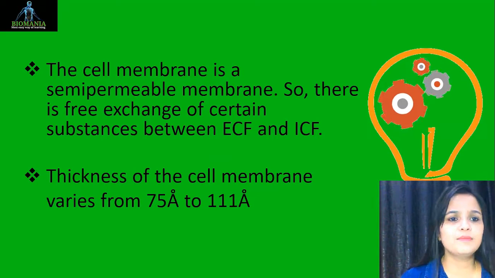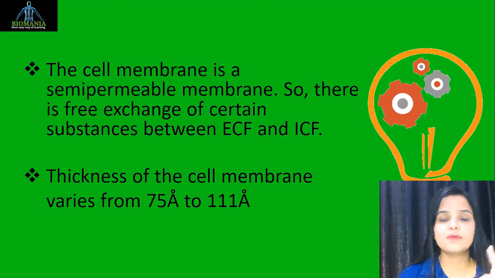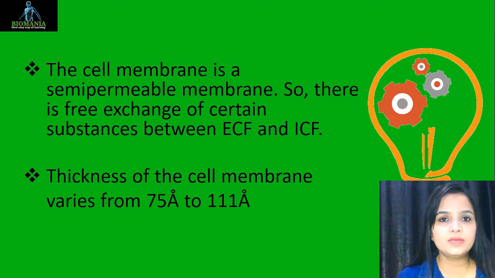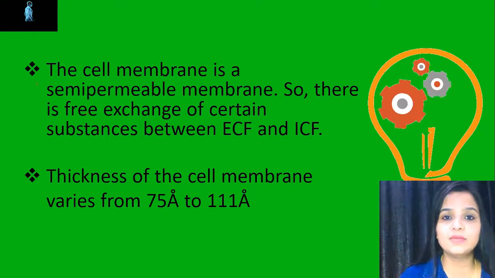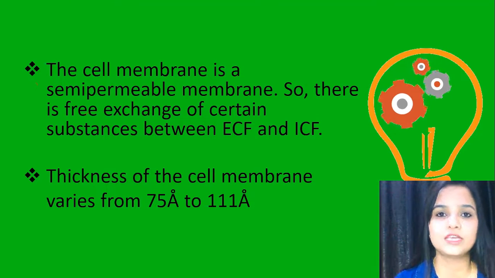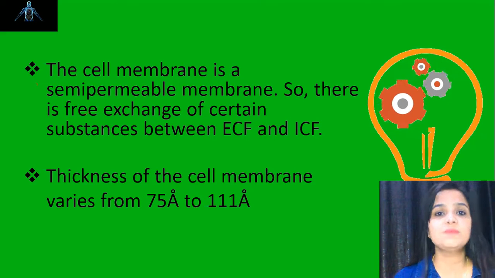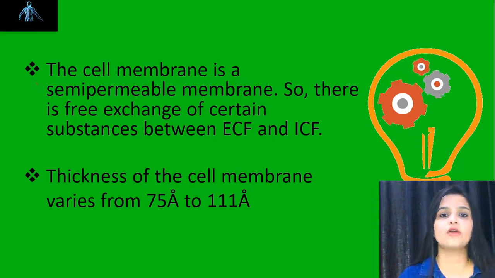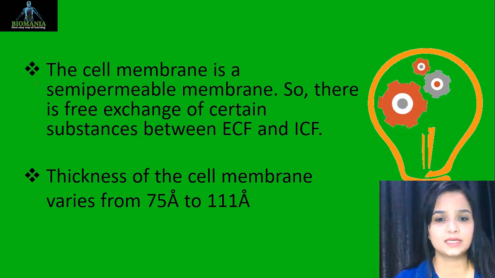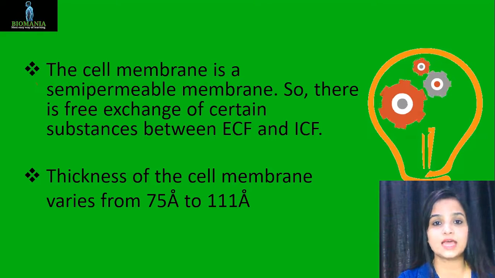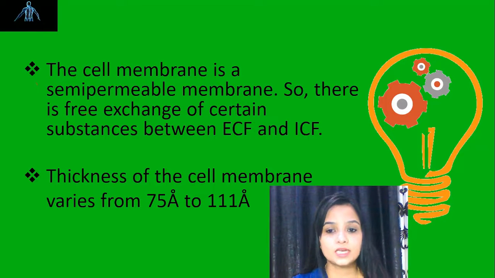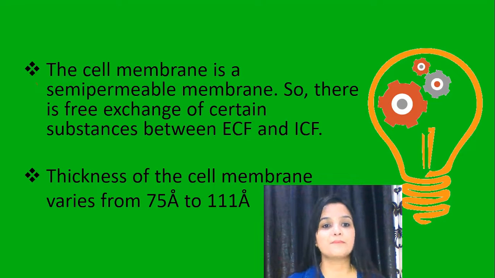Next point, the cell membrane is a semi-permeable membrane. Semi-permeable means, first of all, what is the meaning of permeable? It means it is allowing each and everything to pass through it. So that is completely permeable. But the cell membrane is semi-permeable. It means it is not allowing each and everything to pass through it. So it is very selective about what it has to pass or what it has to not allow to pass through that membrane.